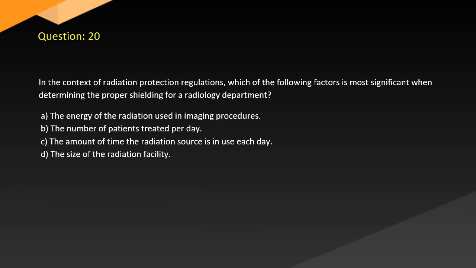Question 20. In the context of radiation protection regulations, which of the following factors is most significant when determining the proper shielding for a radiology department? A. The energy of the radiation used in imaging procedures. B. The number of patients treated per day. C. The amount of time the radiation source is in use each day. D. The size of the radiation facility.